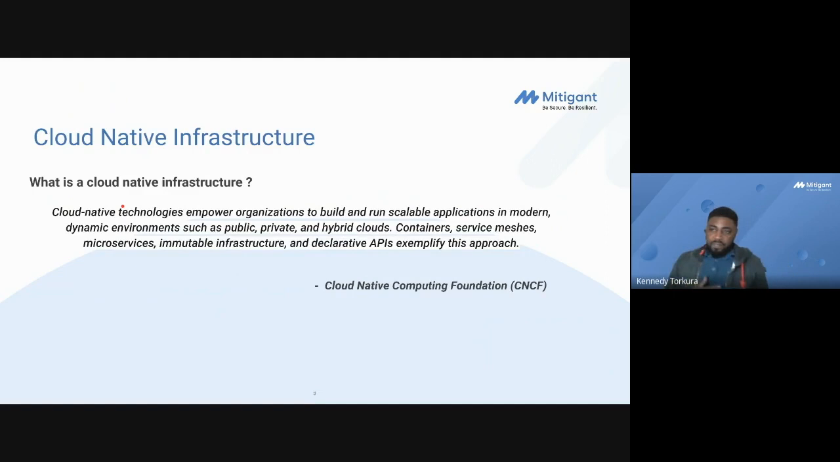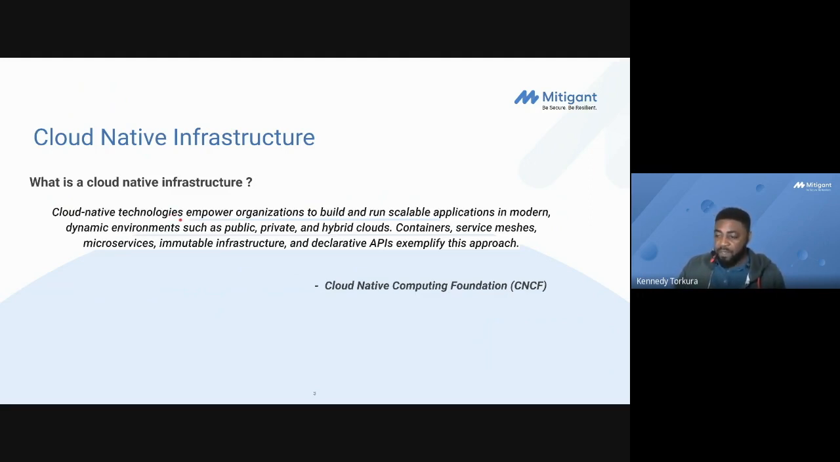So let's lay the foundation, because I'm not very sure about the audience and the experience they've had regarding cloud native infrastructure. In order to lay a good foundation, let us take the definition provided by the Cloud Native Computing Foundation, the CNCF. They defined cloud native technologies here and not infrastructure, because cloud native infrastructure is a little bit cumbersome to define in a very nice way. So what's the definition?